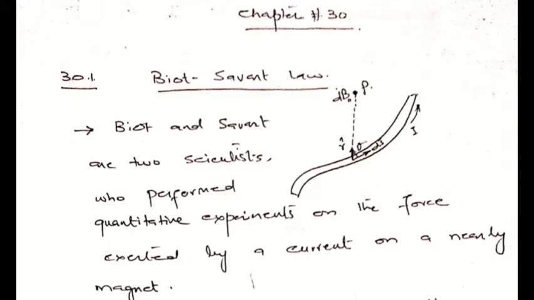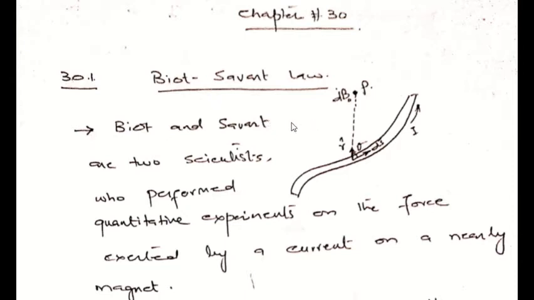Assalamu alaikum. Today we'll be starting chapter number 30 of Serway and Jewett, and we'll complete article 30.1 today and related examples. Article 30.1 is about the Biot-Savart Law.